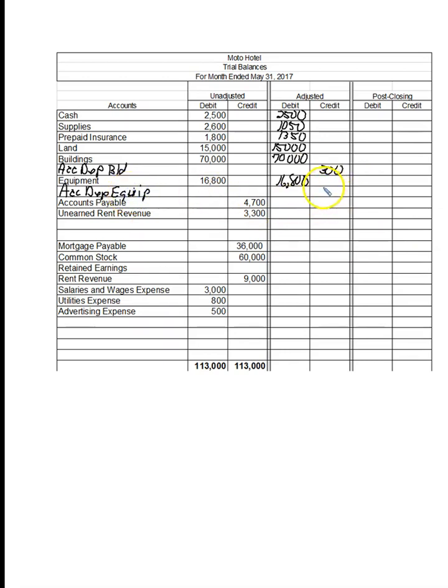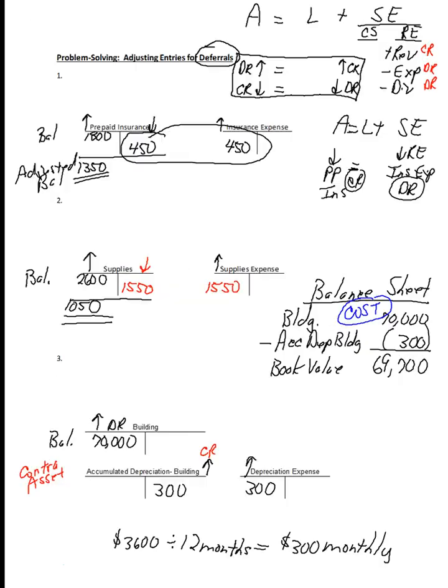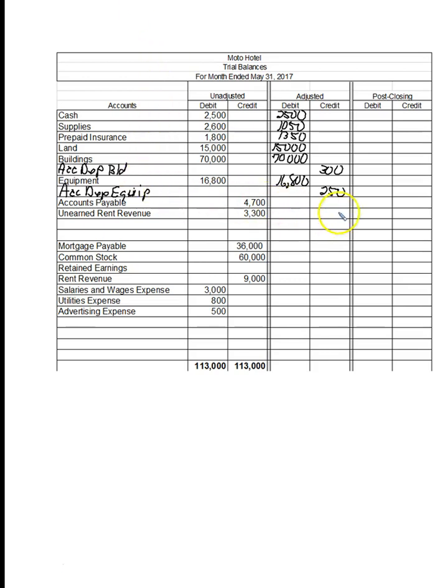And that was a credit of 250. So we have these two contra assets, 300 and 250. Okay, now we're ready for our liabilities. Accounts payable, 4,700, 800, 180, 900, and 36,000. I'm just going to put all of those in. So accounts payable stayed at 4,700.